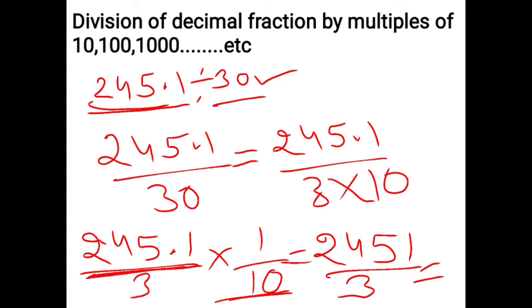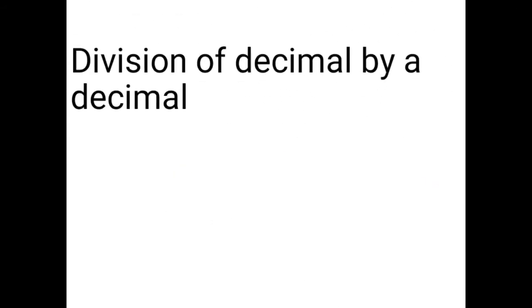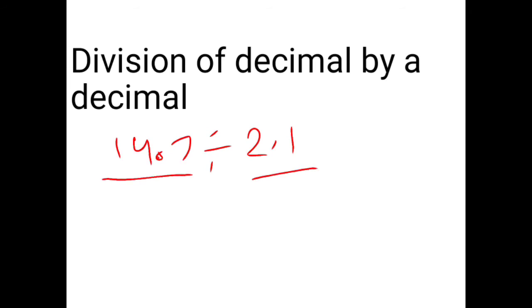Now move to the next topic. The next topic says how you can find the division of a decimal by a decimal number. So I'm taking directly an example, like 14.7 divided by 2.1. Then how can you solve that? For that, first you have to remove the decimal. To remove the decimal, simply you can write 14.7 becomes 147 divided by 10, and the divisor becomes 21 divided by 10.